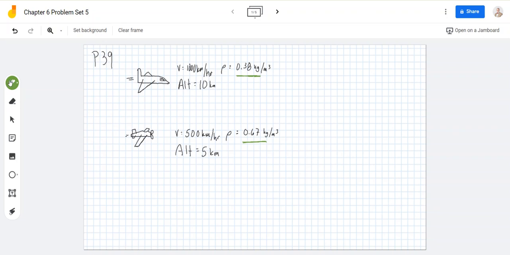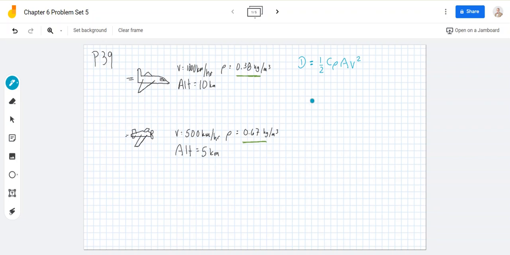So let's just figure out what the drag force is. So our drag force is equal to 1/2 c rho a v squared, where c is the drag coefficient, rho is the air density, a is the effective cross-sectional area, and v squared is the speed. So it says, assume that the airplanes have the same effective cross-sectional area and same drag coefficient. All right, so we're going to just do the ratio then.